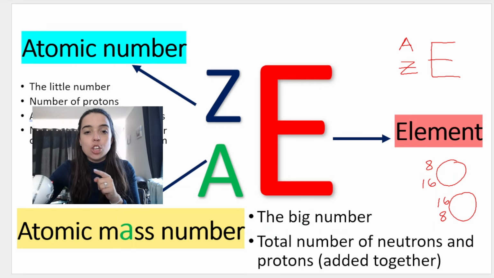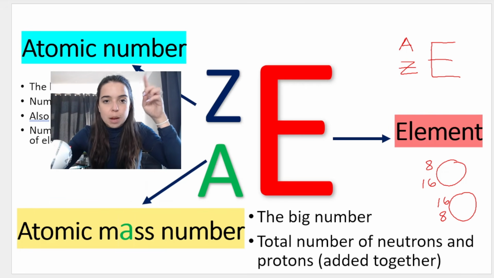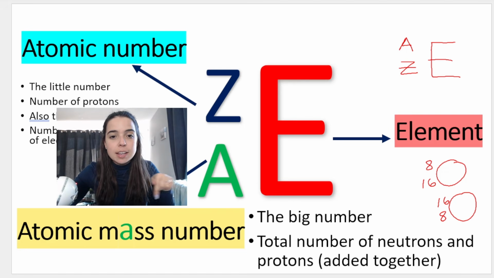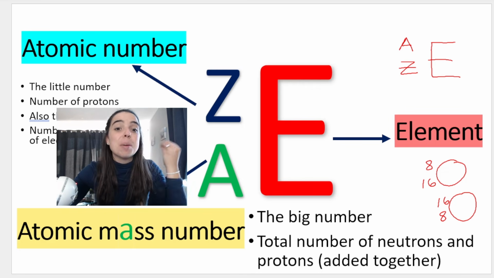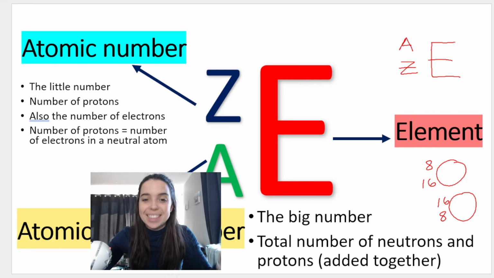A is the atomic mass number. How I remember the difference is atomic number is Z, and the mass number is A. A for mass, the A in mass. That's how I remember it. It's the big number, A, big number. It's the total number of neutrons and protons together.